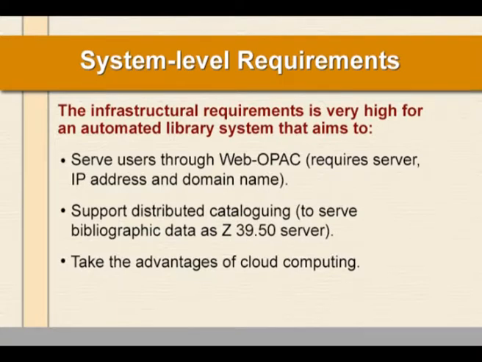Now, hardware requirement, or infrastructural requirement as a whole, can vary from one library system to another. For example, if you want to serve users through Webpac, you need to have a server, you need to have an IP address, you need to have a domain name system. On the other hand, a library which wants to serve users in a local area network or within a campus does not need an IP address and domain name. So, there a simple class C IP address or local IP address will serve the purpose.